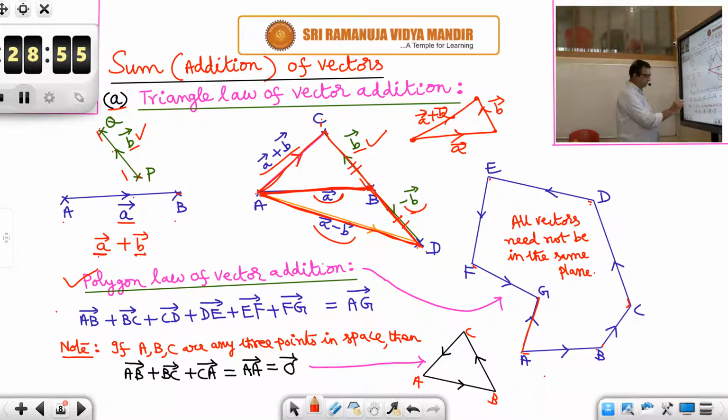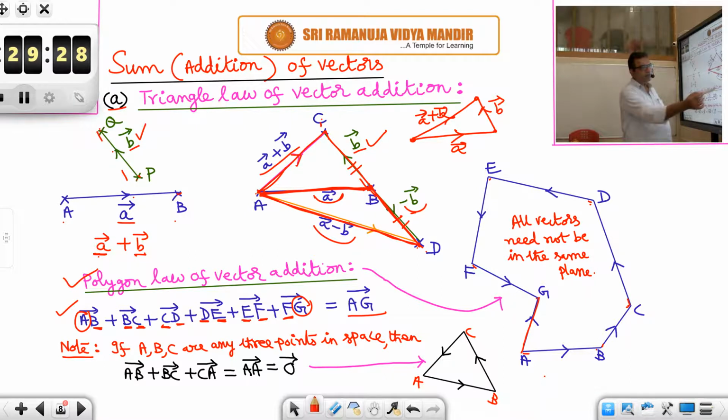See, that is what is written here. The terminal point of the first vector is the initial point of the second vector. Second vector terminal point, initial point of the next vector. Third vector terminal point, initial point of the next vector. Fourth vector terminal point, initial point of the next vector. Finally you have to take the starting letter A and the ending letter G. We call it AG bar. This is adding 6 vectors.